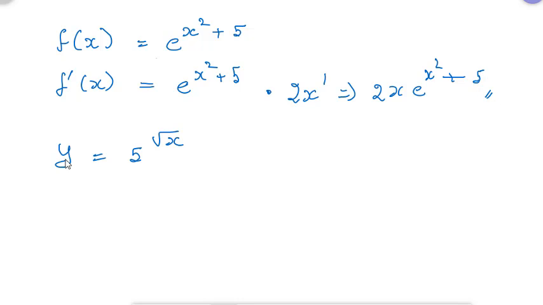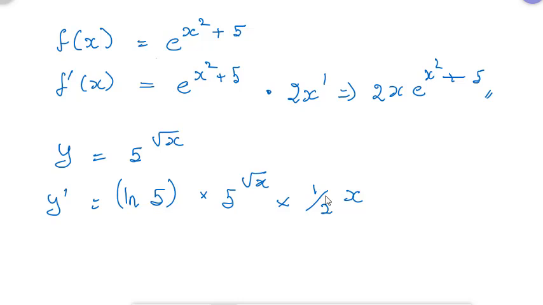Second question: y is 5 power of root x. First I have to find y dash, which is equal to ln of 5 multiplied by 5 power root x, and then since it is root x, I have to say it's 1 by 2. So I write 1 by 2 times x, and the power is 1 by 2, so I subtract 1 from it, and I get negative 1 by 2.